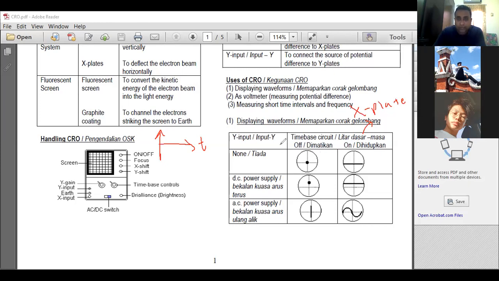Okay, yeah. Now we look at the first situation. Now the Y input is not connected to anything, your time base is off. You see one dot in the middle. That means like this lah.